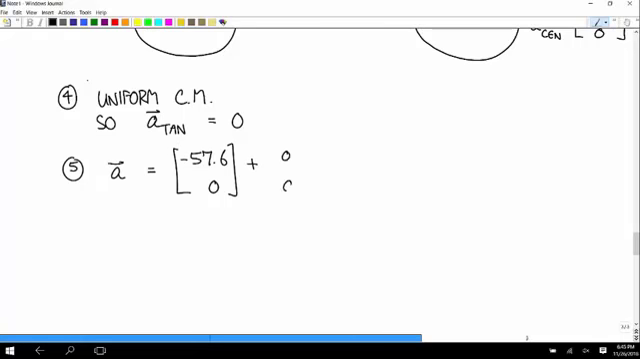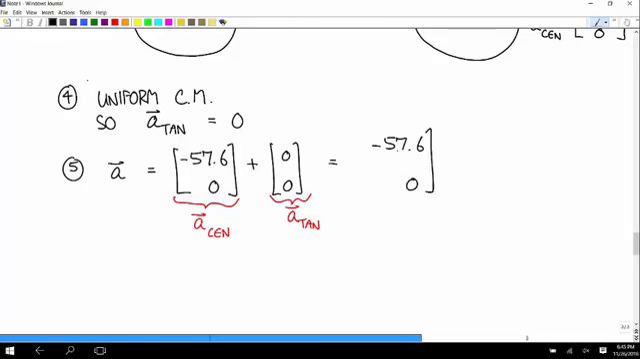plus 0. The 0 here is the tangential. This is a centripetal. And so the total acceleration vector is negative 57.60 in units of meters per second squared.